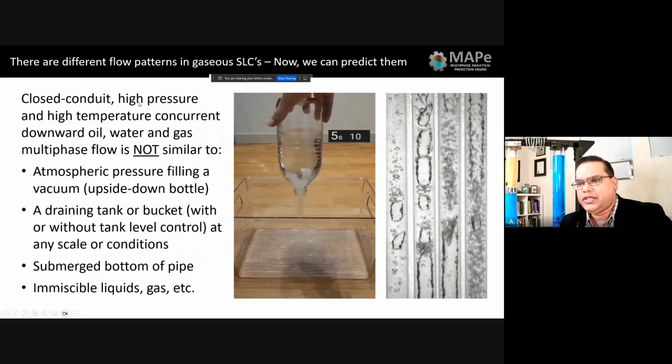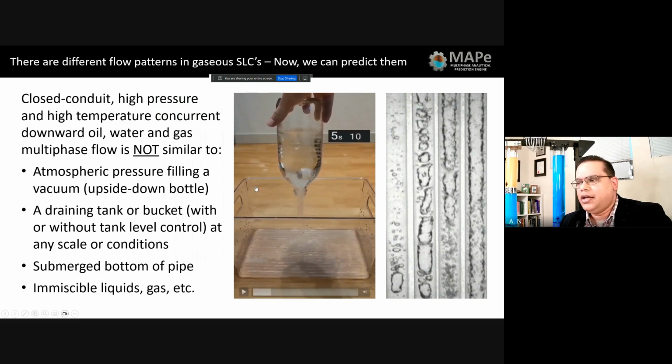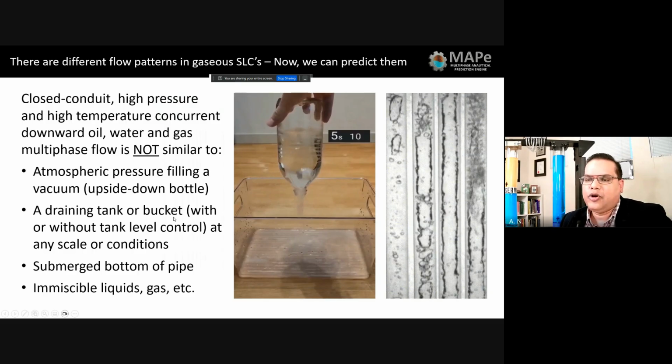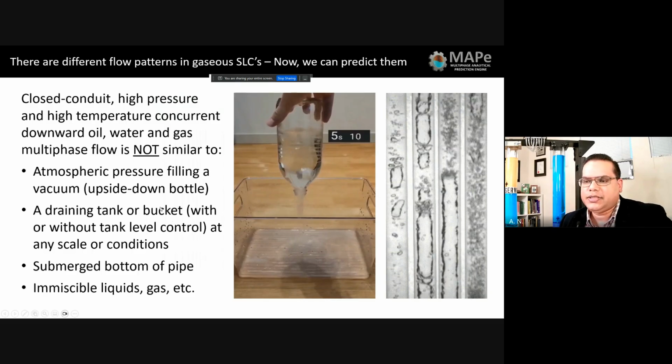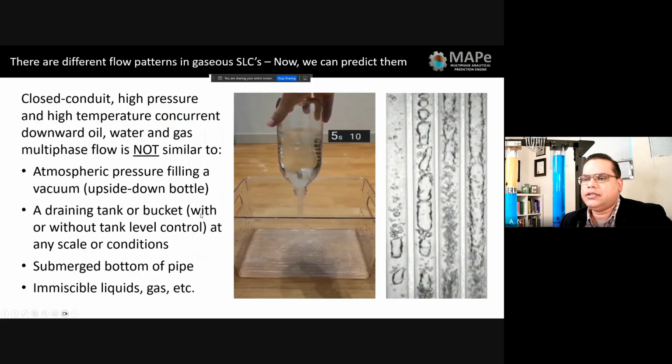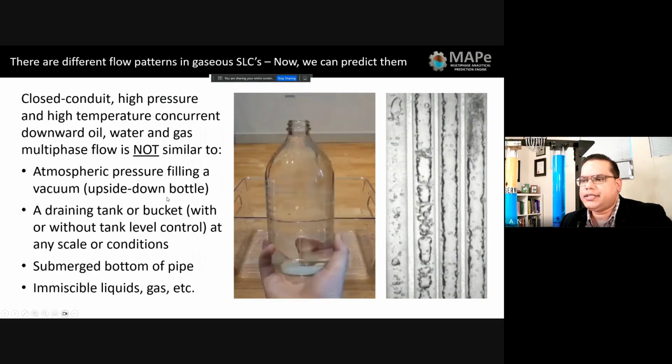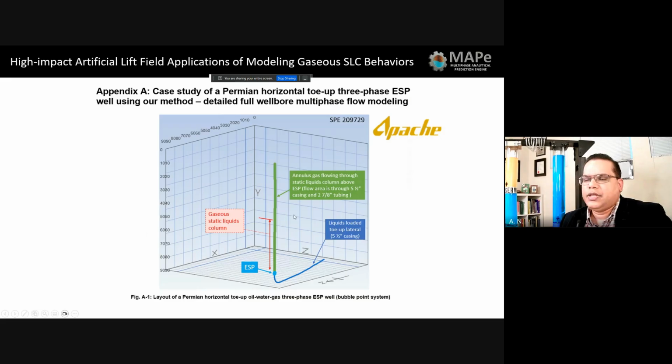In a closed conduit, high pressure, high temperature conduit, you have multi-phase flow in all directions, whether it's in a four-way separator or any advanced separator, and you have to be able to model that, right? You cannot use inapplicable things like this. So in the next 5 or so minutes, I'd like to now change into applying all of that understanding into some high impact field applications.